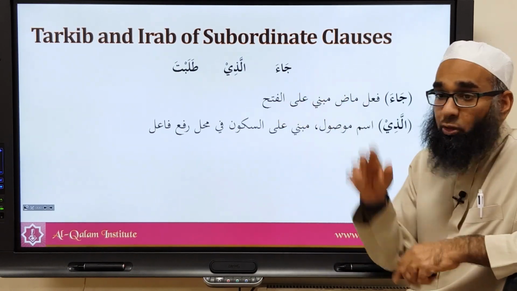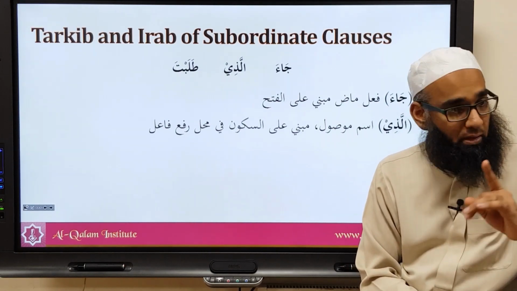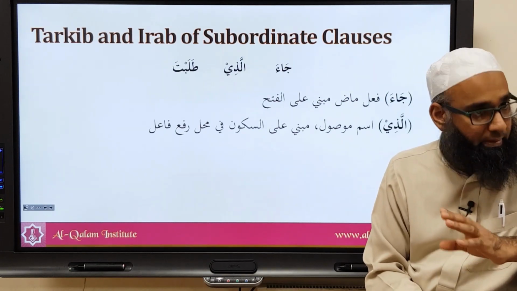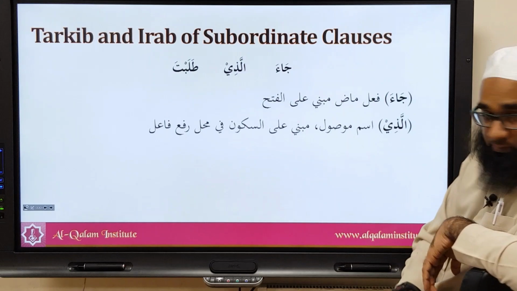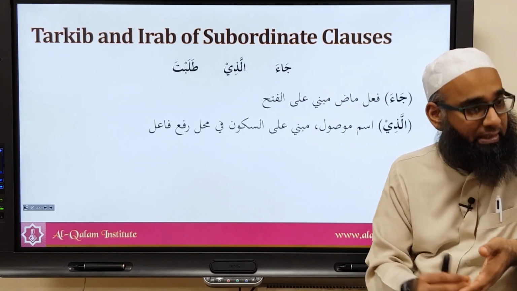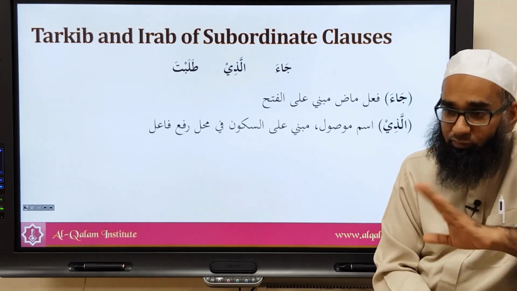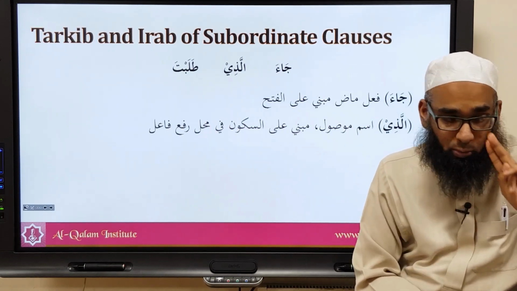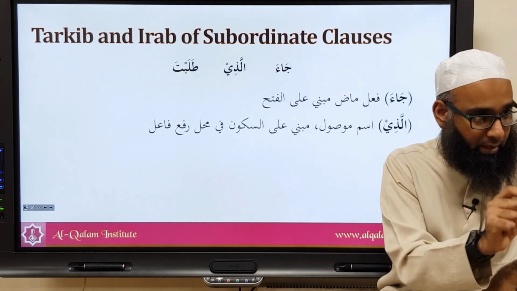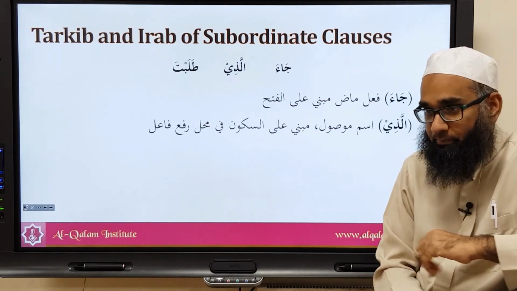Fa'il, whatever. In mawsool sila, the mawsool on its own becomes what? Fa'il, maf'ul, maf'ul lahu, mubtada, khabar. Correct? Any ism mawsool. Alladhi, alladhani, alladhaini, alladhina, allati, allatani, allataini, allai, man, ma, any of them. What's ism mawsool? Not mawsool harfi. Mawsool harfi joins the word after it to become one thing. Ism mawsool itself becomes a fa'il or maf'ul bihi, etc. Correct?